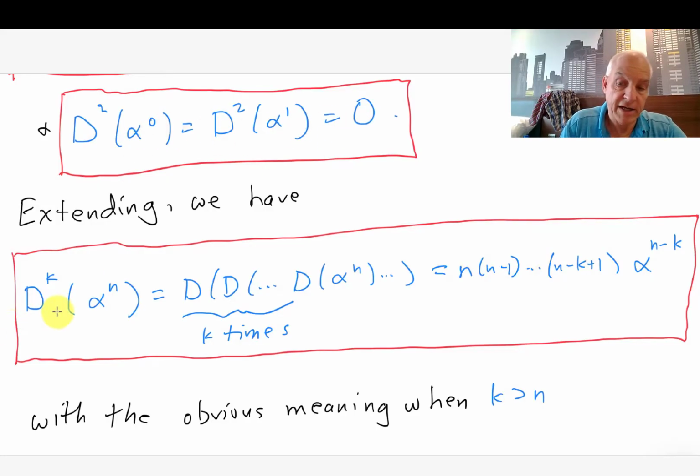And just extending it in a natural way, the kth derivative D to the k of alpha to the n, well, we just apply it k times. Then we get an n times an n minus 1, all the way up to n minus k plus 1 times alpha to the n minus k, with the obvious meanings, again, when this k that we're operating on is a natural number which is bigger than n.